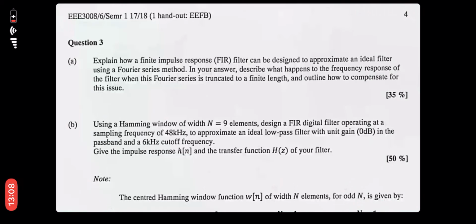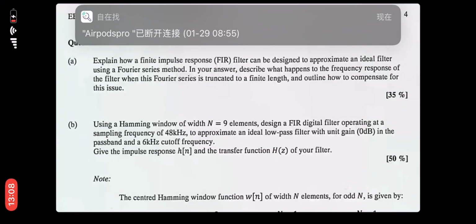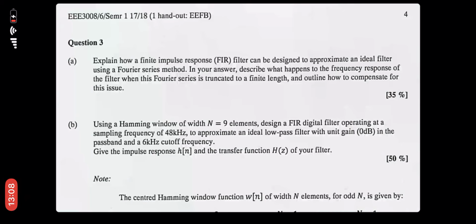Yeah, it's probably best not to call it an infinite impulse response filter, because that'll be a later question, or at least in the revision part here. But sure enough, we start with the finite impulse response filter method. We first start from the ideal filter that we want, and then find in the time domain what would be the response for that filter.